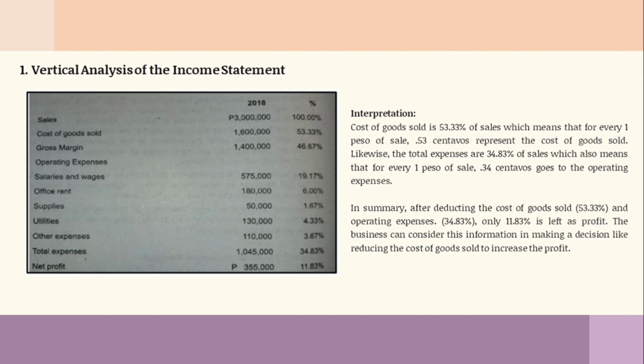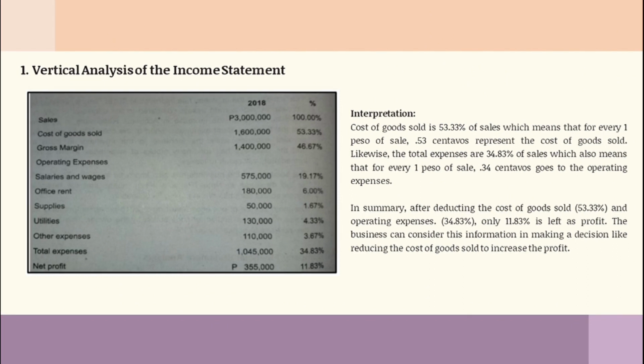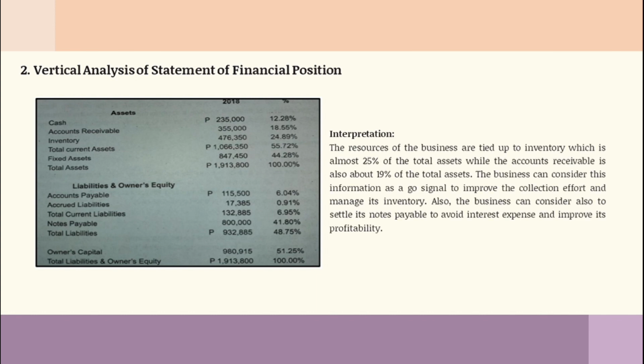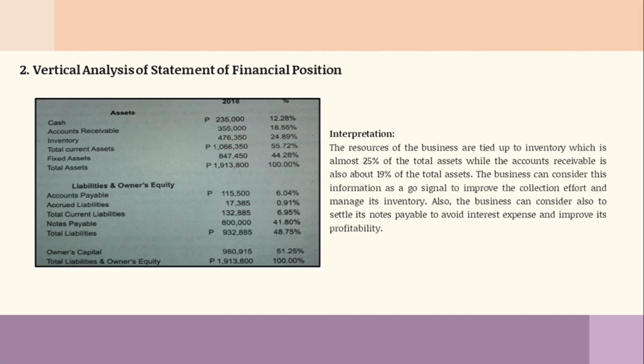In summary, after deducting the cost of goods sold 53.33% and the operating expenses 34.83%, only 11.83% is left as profit. The business can consider this information in making a decision like reducing the cost of goods sold to increase the profit. And as for vertical analysis of a statement of financial position, the base are the total assets and the total liabilities and owner's equity.